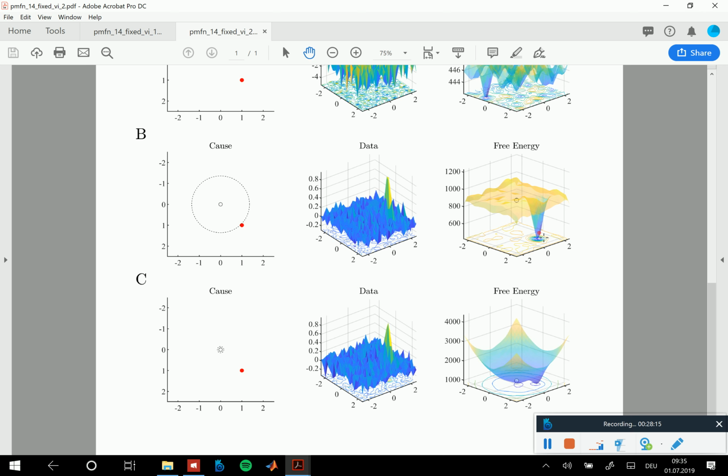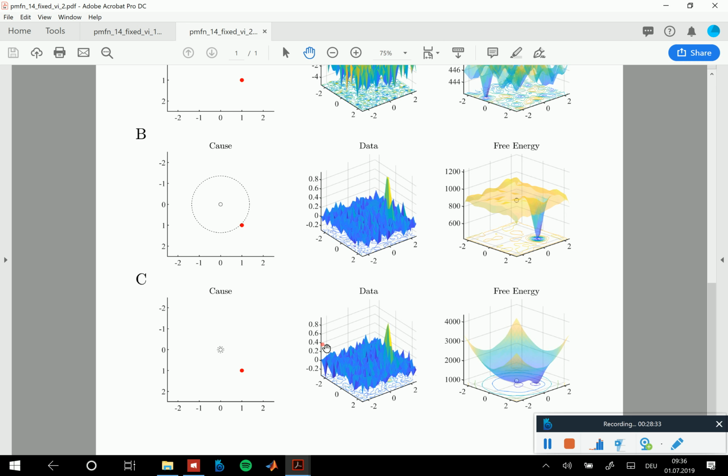Here you have a minimum of the negative free energy, because the data is quite clear, which translates itself into this clear maximum of the free energy or minimum of the negative free energy. However, the algorithms still don't get the expectation parameter really into that minimum.